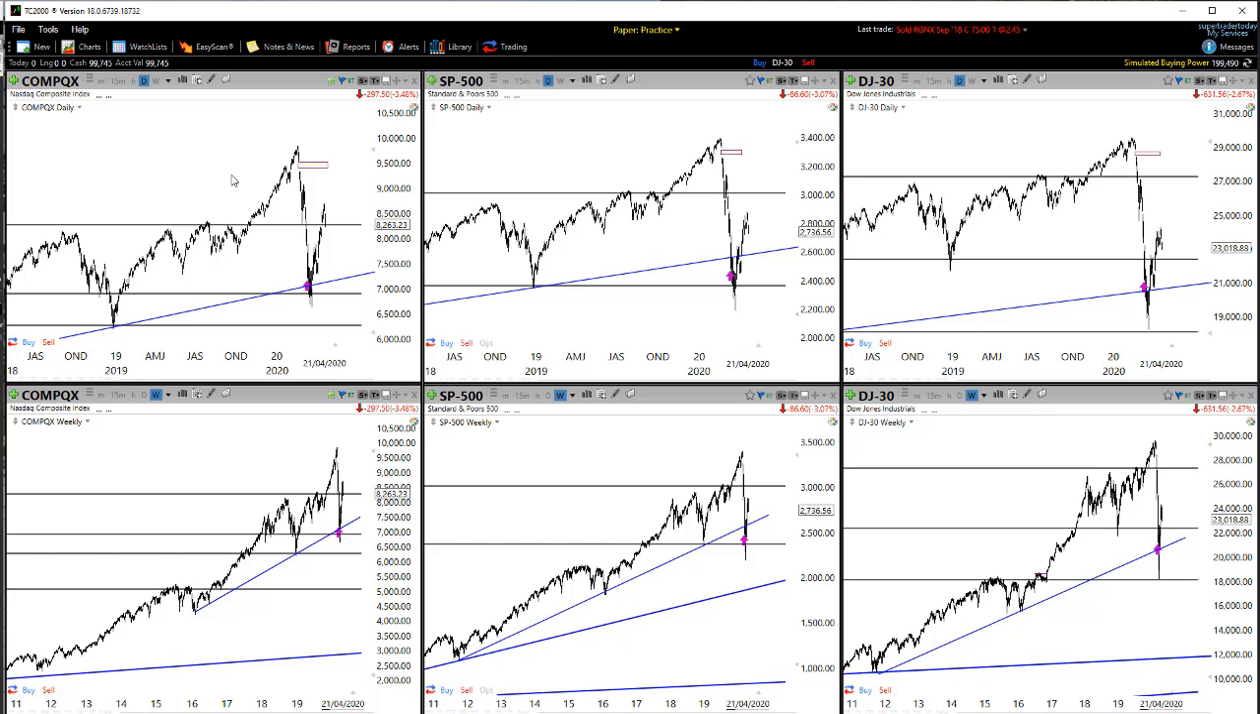I want to start off with the Dow Jones first, and then I'll get to the Nasdaq. Where are we really in the market, and what can we really expect? The chart to the right is the Dow Jones daily, and the chart down at the bottom is the Dow Jones weekly. These charts are so important because they reveal the major support and resistance lines.